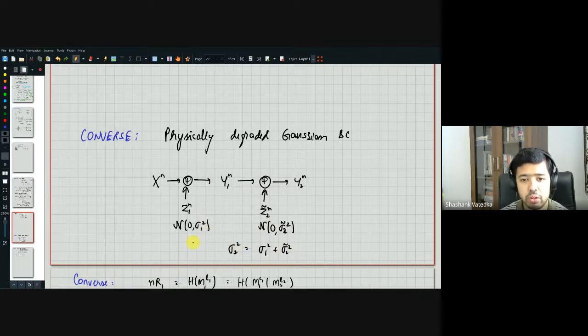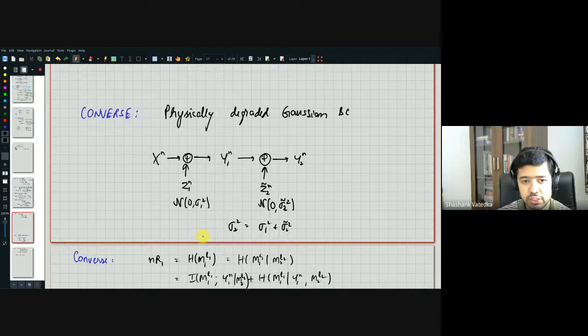Okay, so we'll prove a converse for this, and then since the capacity region of any stochastically degraded channel is the same as the corresponding physically degraded broadcast channel, we can conclude that this is the capacity region.